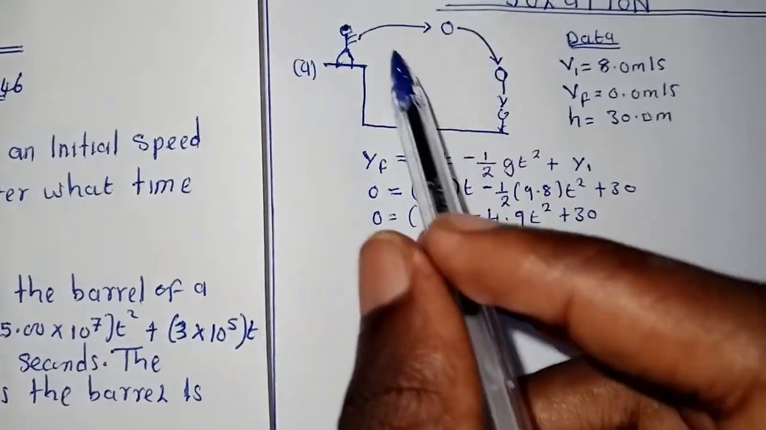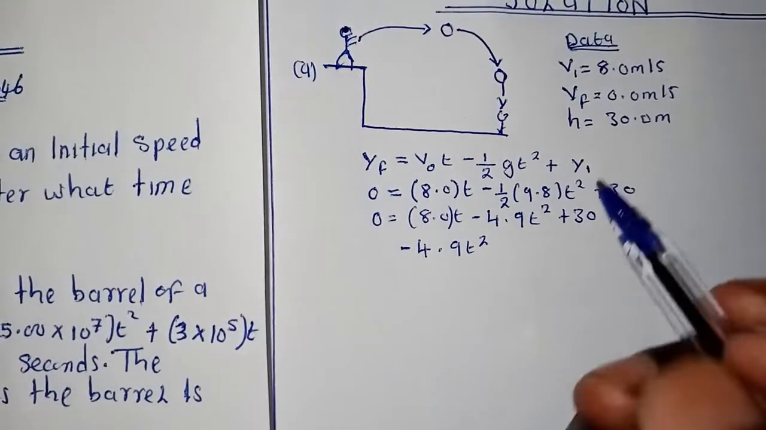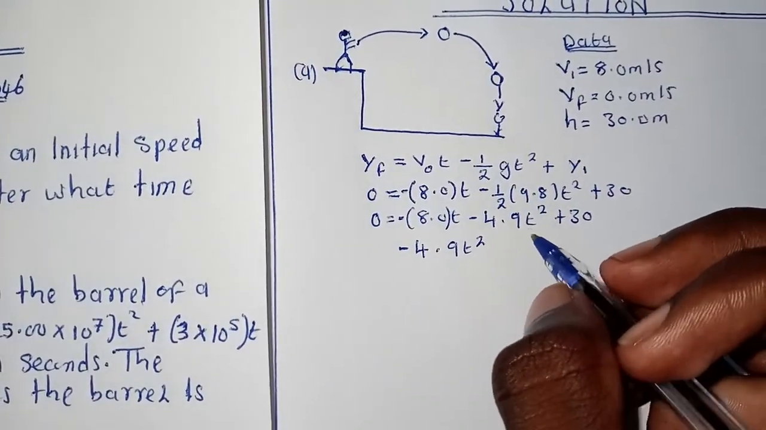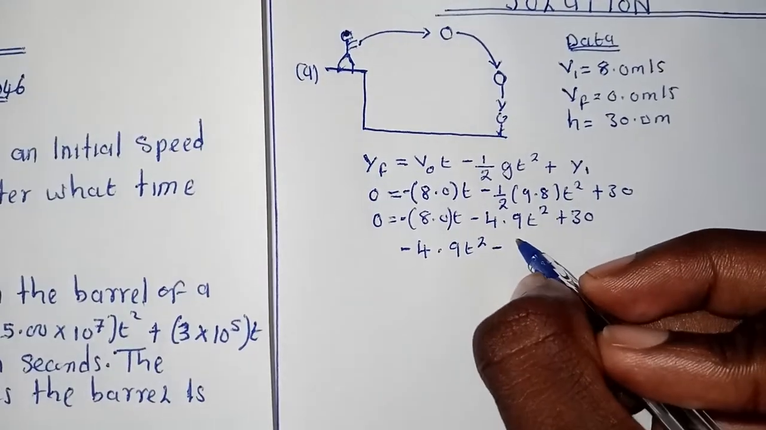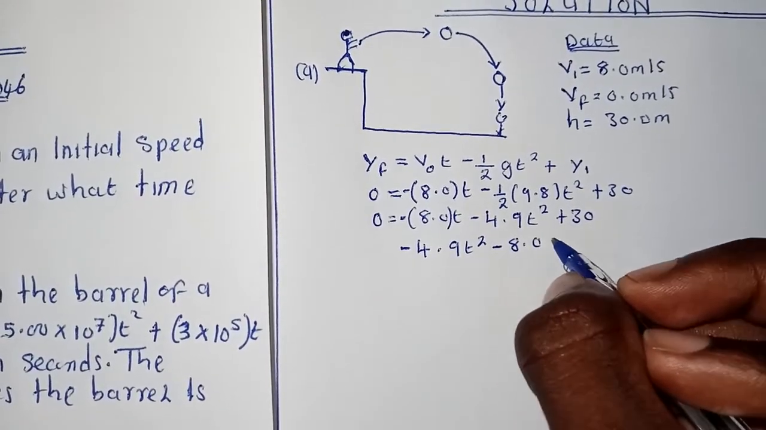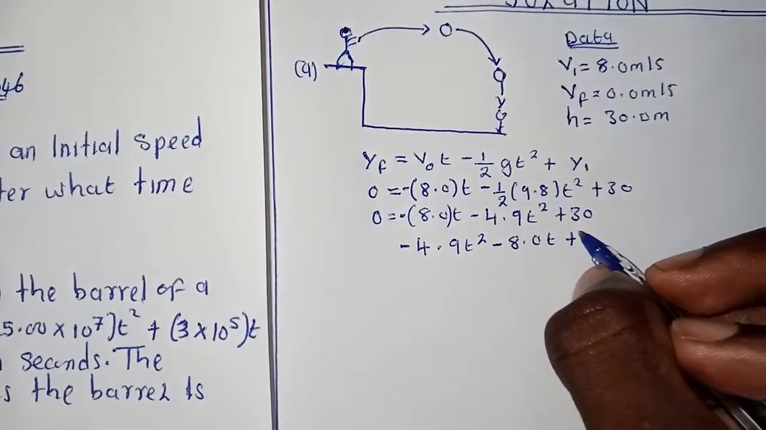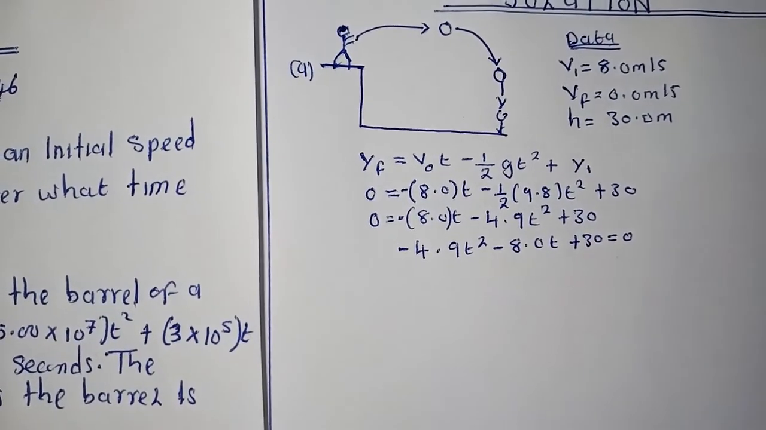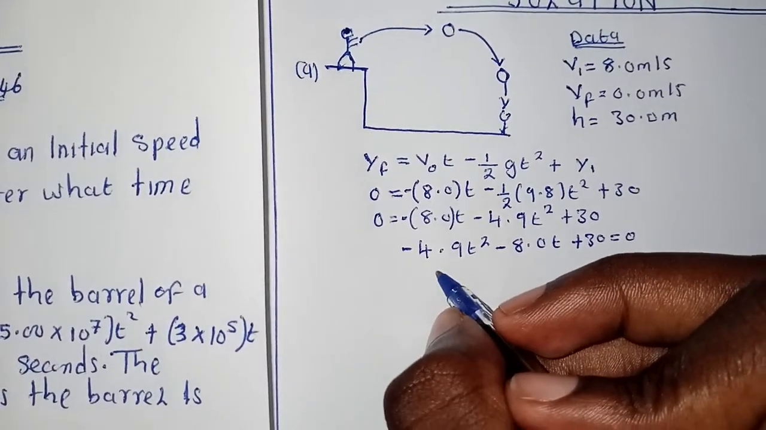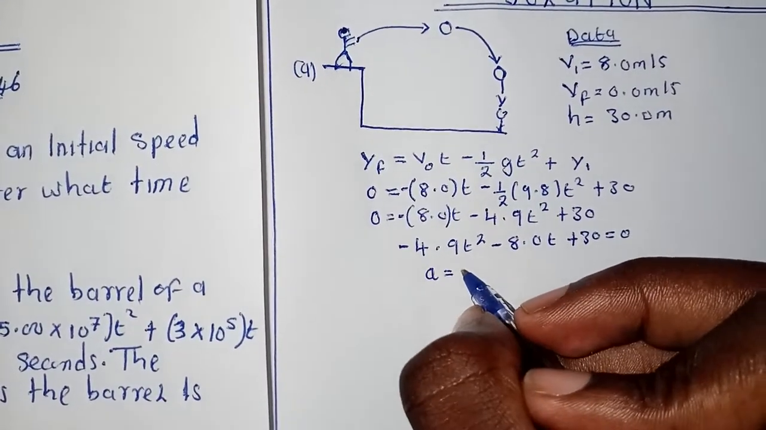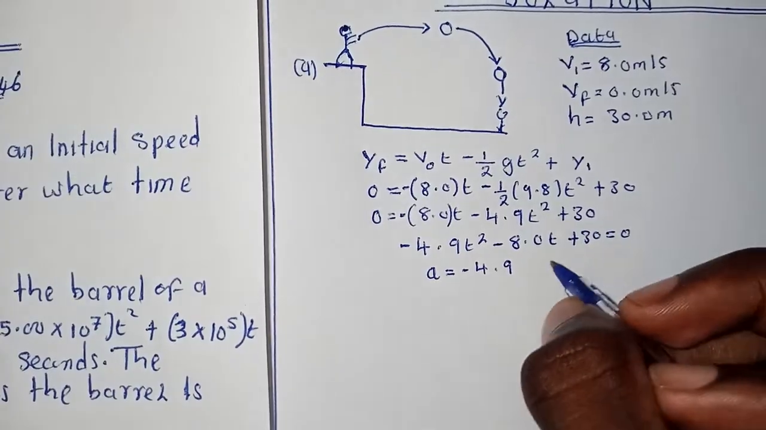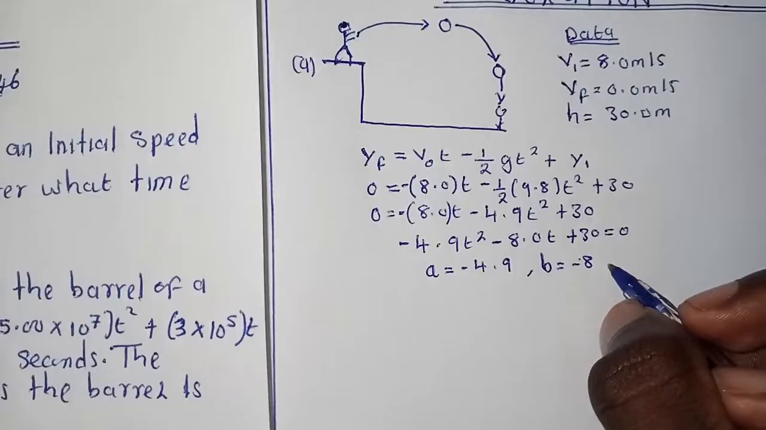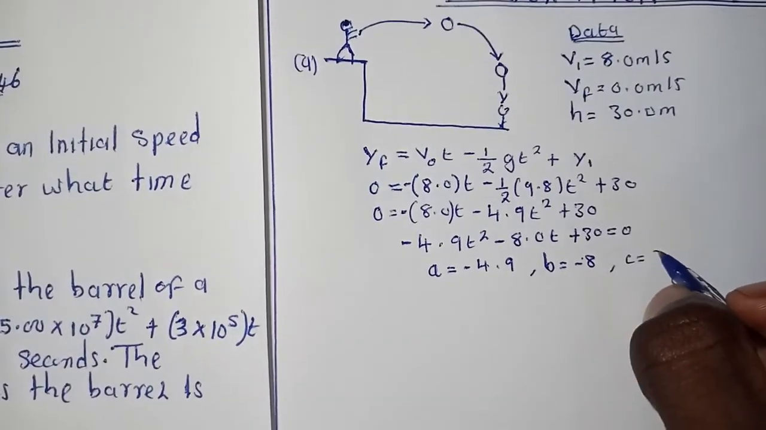Now remember, this thing is going down there, so we expect the velocity to be negative. It's going in the negative direction, so it's going to be minus 8.0 t plus 30 equal to 0. So now this is a quadratic equation. Your A is simply equal to negative 4.9. Your B is equal to negative 8. And your C is 30.